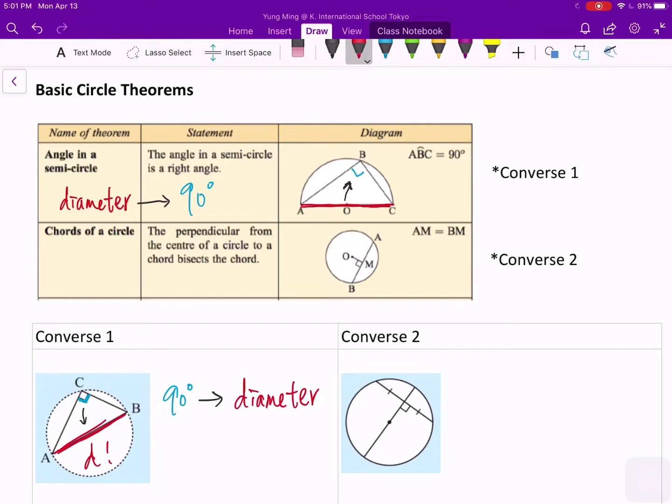Okay, so this theorem is very strong because it works both ways. As you saw in one of my previous lessons, not all the theorems actually can go both ways. So that means this is a very strong theorem, and we definitely play a lot with this. Okay, so let's move on to the next one.